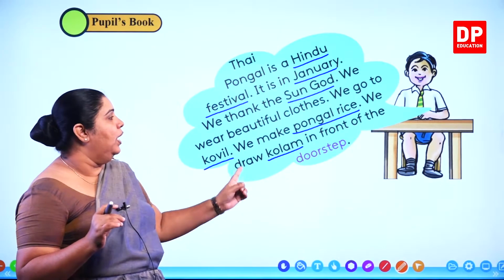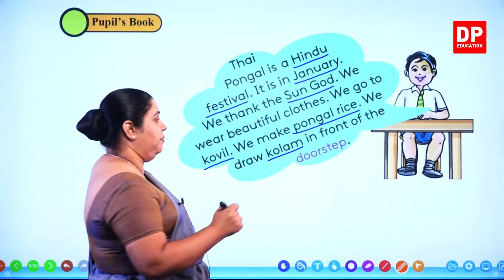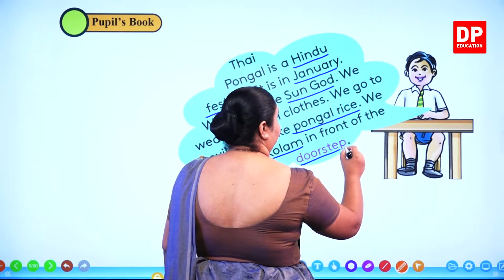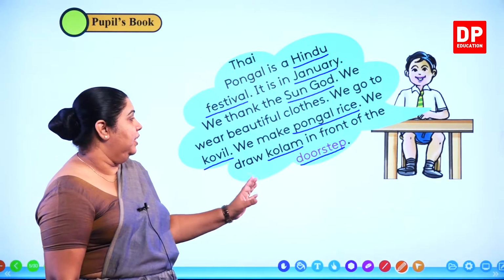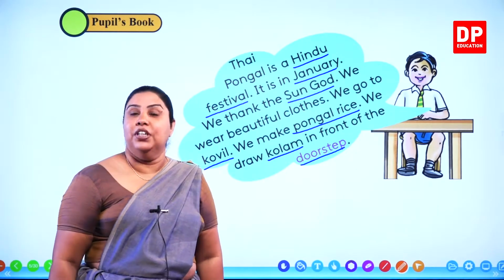We draw kolam in front of the doorstep. Doorstep, that word was in our happy cloud. They draw kolam in front of the doorstep.